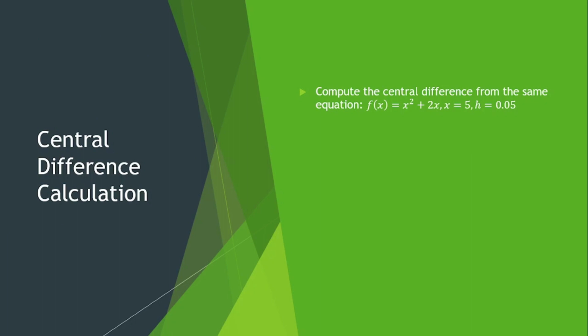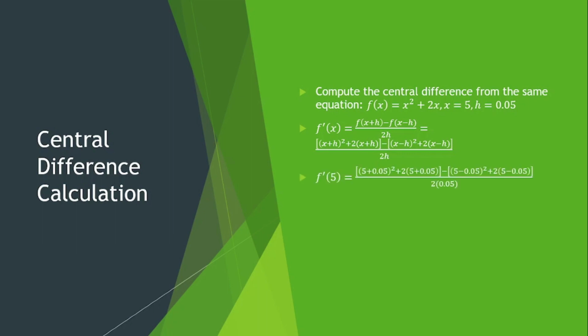I want to show off another example, this time using the central difference. We're going to start off using the same equation as the last example, with the same parameters. Like with forward difference, we first just plug our equation into the central difference formula. Then we plug in values for x and h. And lastly, using a calculator or by hand, solve it for a real answer, which in this case I got 12.